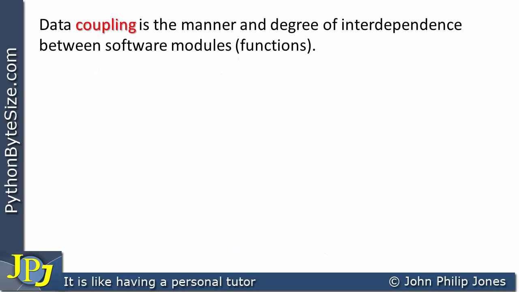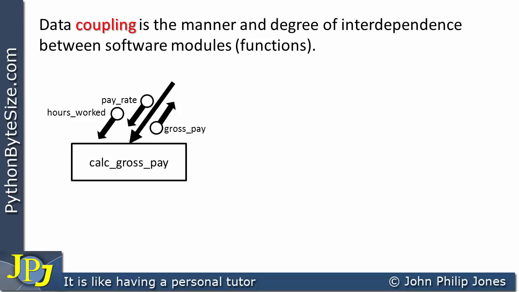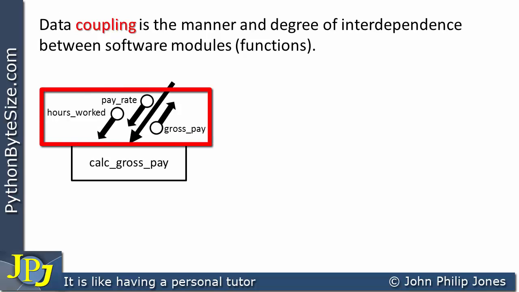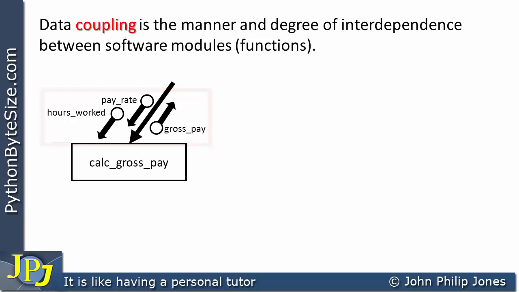Data coupling is the manner and degree of interdependence between software modules, i.e. between functions. Let's see if we can put something onto the bones of this particular statement. What we can see here, if I look at the data couples, we're sending in the pay rate and the hours worked, and we're getting the gross pay back. Now the module that called calculate gross pay has the responsibility for sending the pay rate and the hours worked, and has the responsibility for receiving the gross pay.